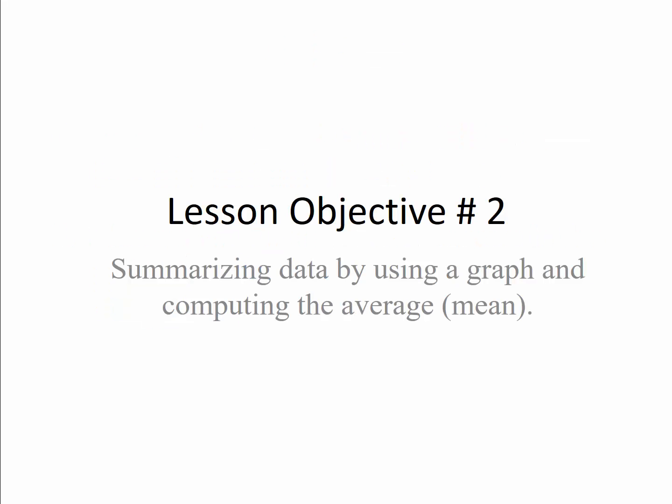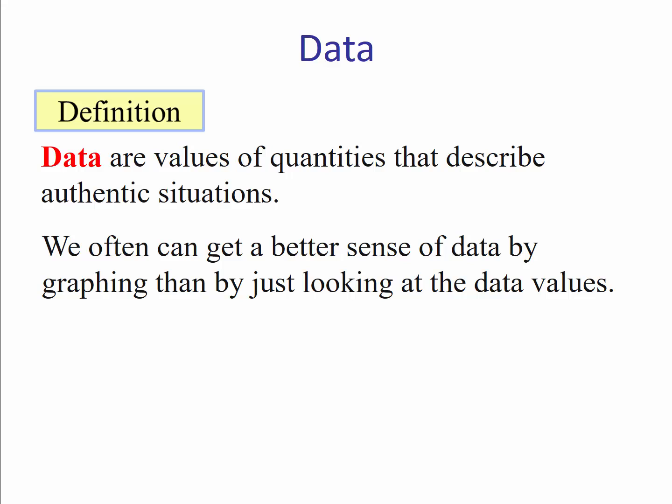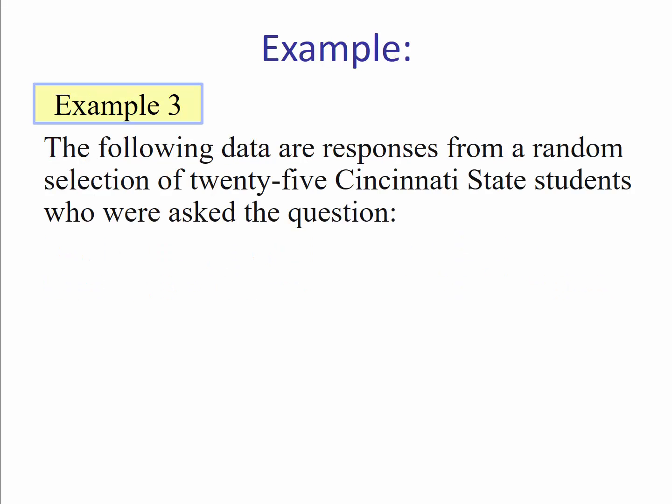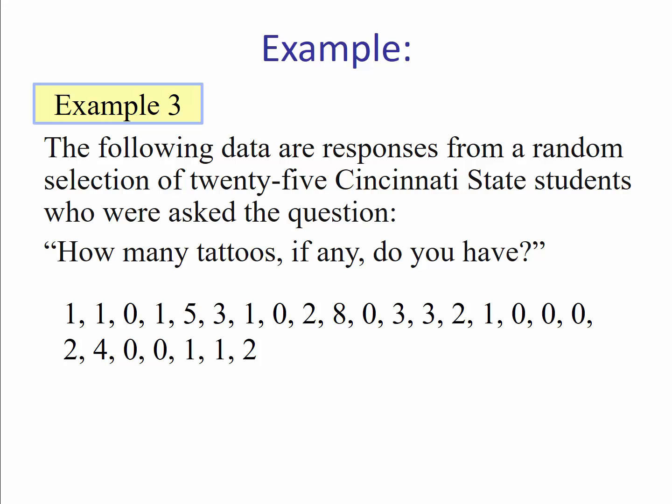Lesson objective. Data. Data are values of quantities that describe authentic situations. We often get a better sense of data by graphing than just looking at the data values. Let's look at an example. Example 3. The following data are responses from a random selection of 25 Cincinnati State students who were asked the following question. How many tattoos, if any, do you have?